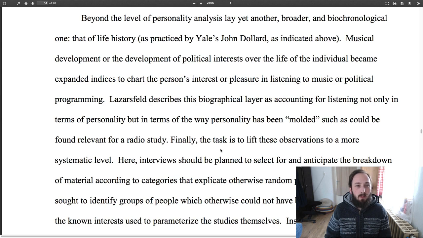Musical development, or the development of political interest over the life of the individual, became expanded indices to chart the person's interest or pleasure in listening to music or political programming. So by their definition, music is also programming. Lazarsfeld described this biographical layer as accounting for listening not only in terms of personality, but in terms of the way personality has been molded, right? By the music programming and by the political programming.